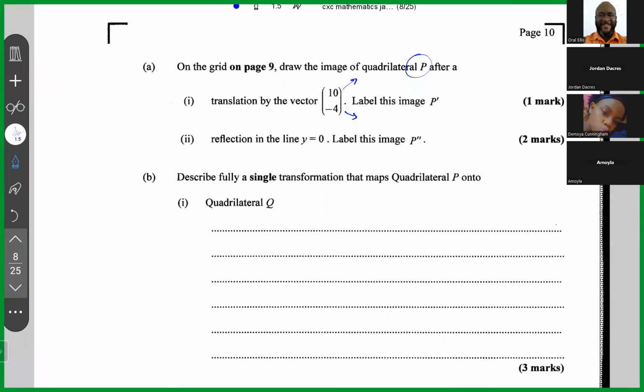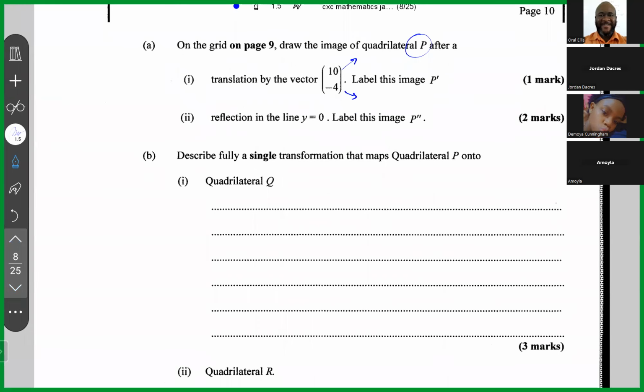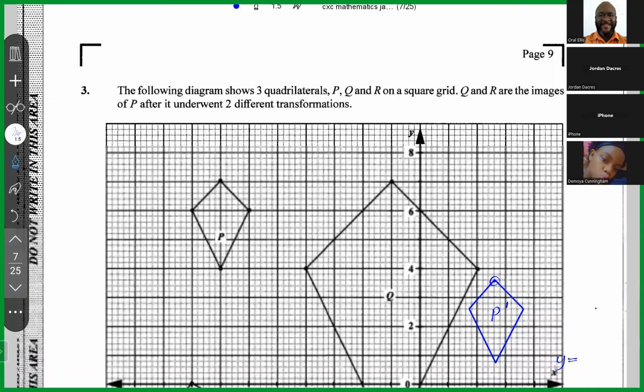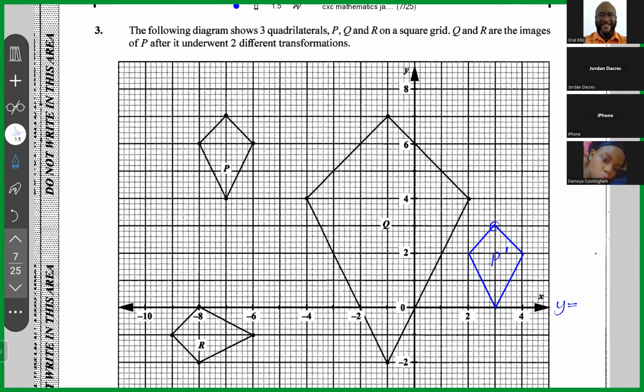The next part asks us to describe fully a single transformation that maps quadrilateral P onto quadrilateral Q. So let's map P onto Q. Once you have any understanding of transformation, you'd understand that for P to become Q, the only transformation that will do it is an enlargement. If you're going to describe an enlargement, you need to know 2 things: the center of enlargement and the scale factor. So let's identify the center of enlargement.